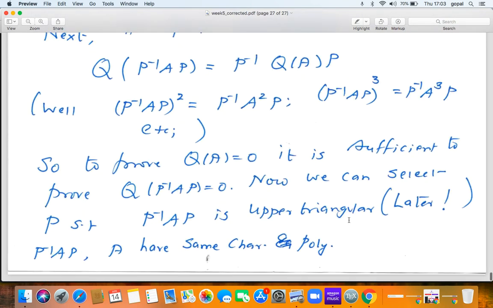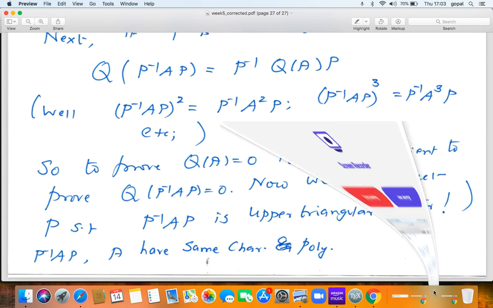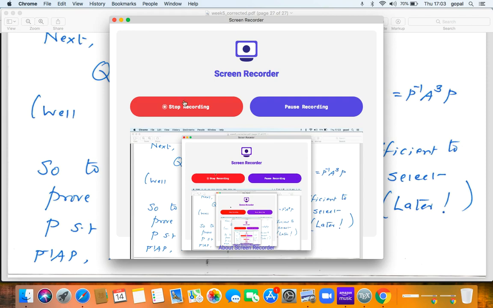So we have proved it for a special case, but that special case will serve as a springboard for the general case. And we shall stop this lecture here.